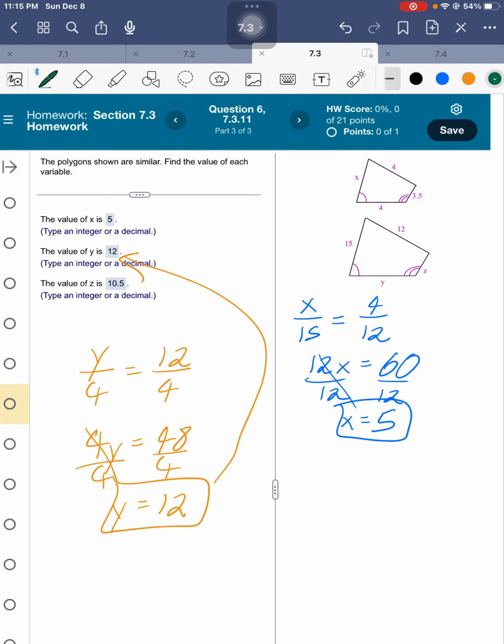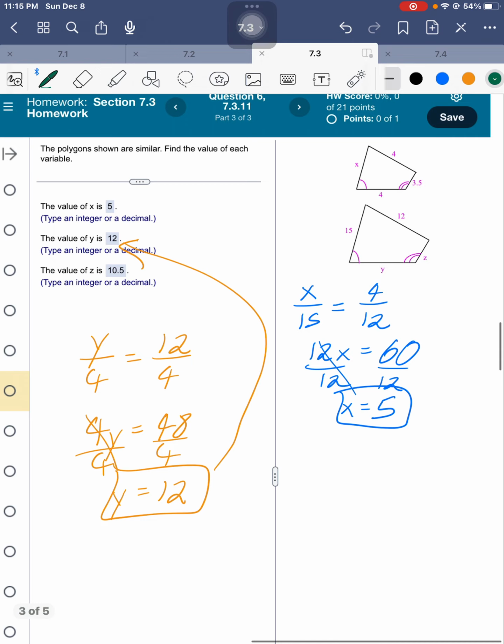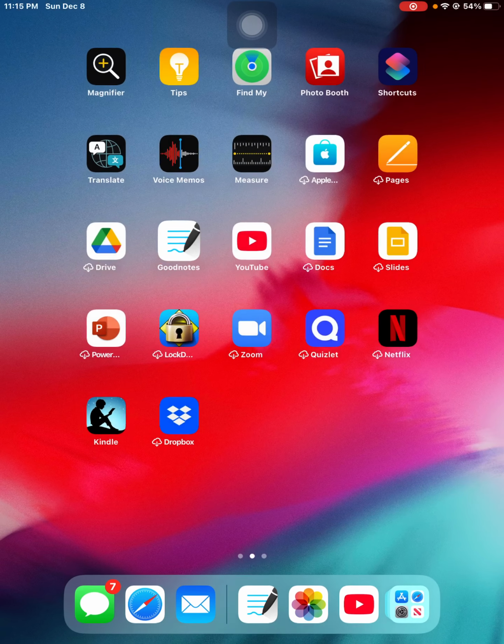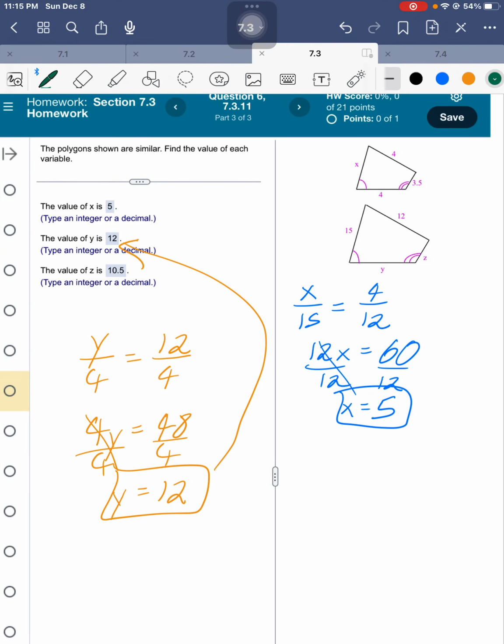Okay, so now let me erase this. The last one, let's find my z. So where's my z over here? It's from the 2 arc to the no arc. What's my other 2 arc to the no arc? So I'm going to have z over 3.5. And now I'm going to set it equal to, once again, no arc to no arc.